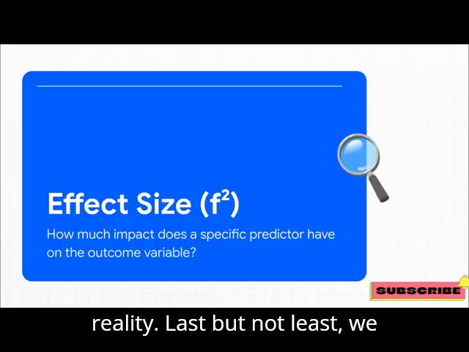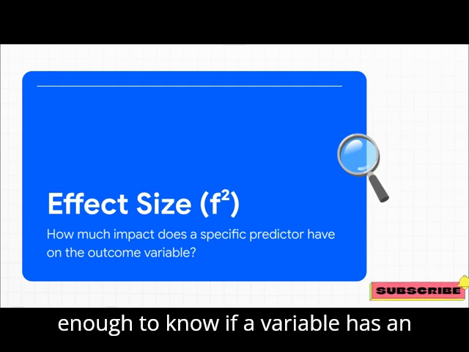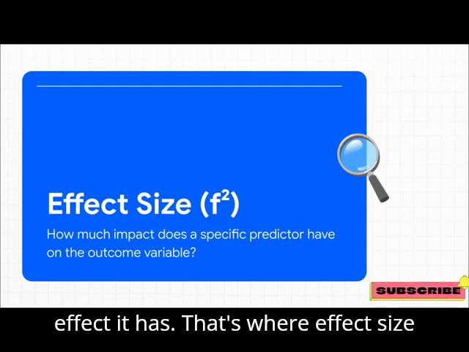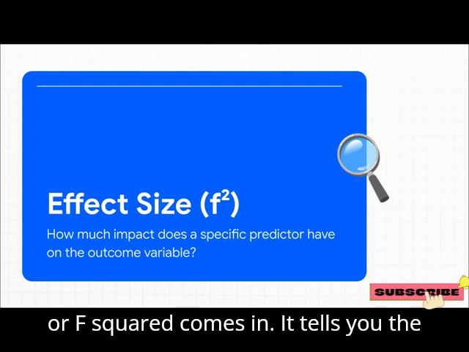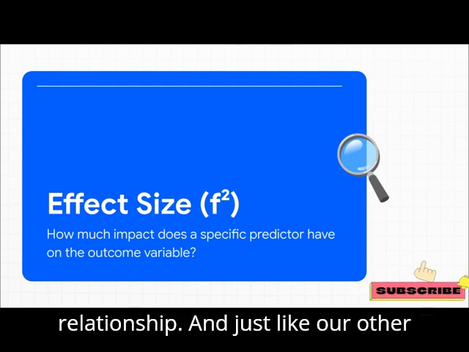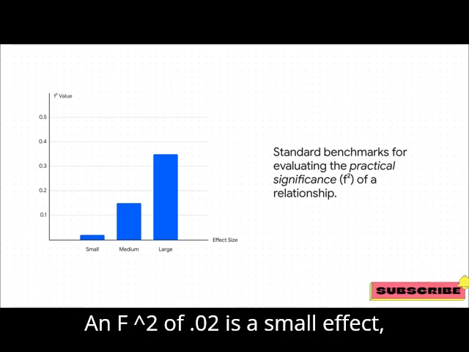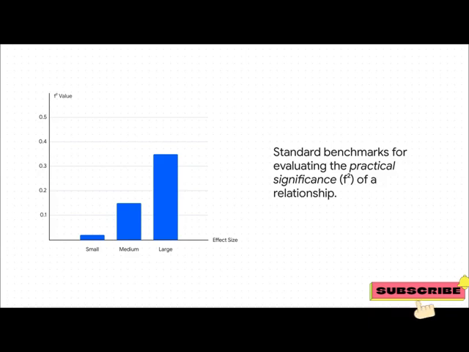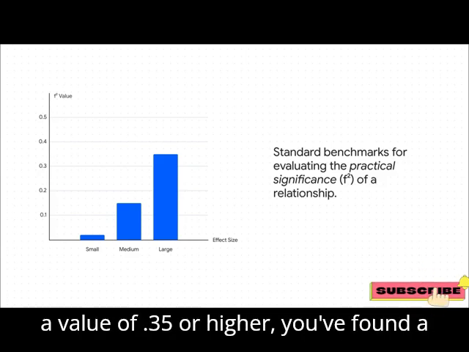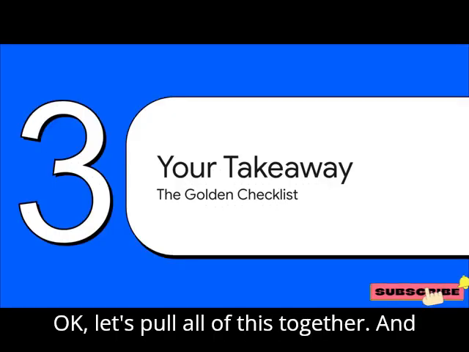Last but not least, we want to know about impact. It's not enough to know if a variable has an effect. We need to know how much of an effect it has. That's where effect size, or F squared, comes in. It tells you the practical significance of each specific relationship. And just like our other metrics, we've got some handy benchmarks. An F squared of 0.02 is a small effect. 0.15 is considered medium, and if you see a value of 0.35 or higher, you've found a large, really substantial effect.